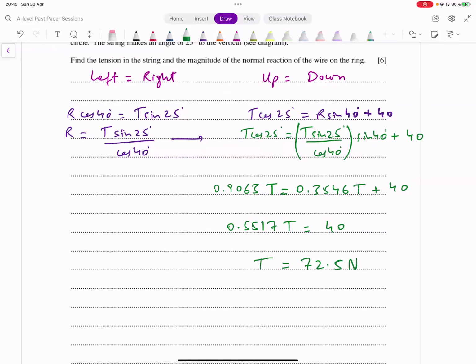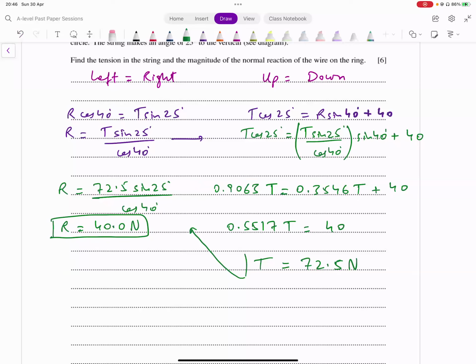Okay, put this back in the other equation to find the corresponding value for R, and let's see what that is. R equals 72.5 into sine of 25 divided by cos of 40. Let's see what R turns out to be from here. 72.5 into sine of 25 divided by cos of 40. And that is 39.999. You can say that's 40.0 Newton. These were the two values that we were looking for, the value for R and the value for T. You have to find that, and that's all that we wanted.